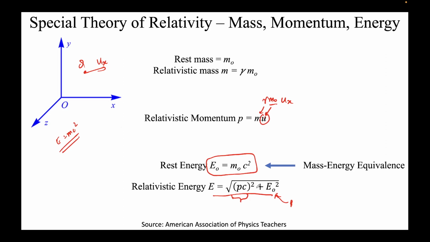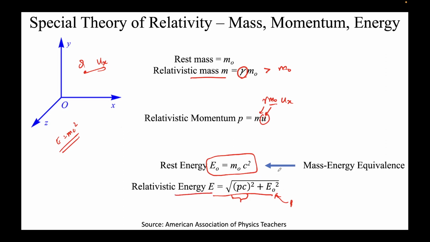So (pc) whole squared plus E naught squared, this is the relativistic energy. Note that relativistic energy will always be greater than the rest energy. Similarly, relativistic mass will always be greater than rest mass, because we know gamma is always greater than 1. These are some very simple things to keep in mind, because numerically, the value of gamma is always greater than 1. So relativistic mass will always be greater than rest mass, and similarly relativistic energy will always be greater than your rest energy.